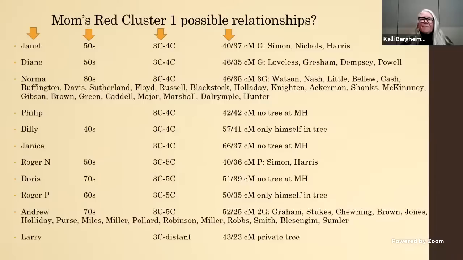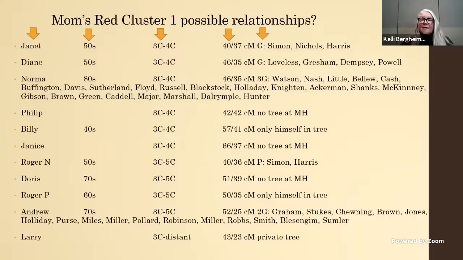And then my last section is just trying to glean a little bit from any trees or any information that they have posted. So Janet had a tree that had her grandparents. So I use G there. Her grandparents were Simon, Nichols, and Harris. She only had three grandparents listed, one unknown. So I don't know which one of those lines I'm related to or my mom is. Also Diane, she had four grandparents listed. Then I got to Norma, and Norma had a pretty big tree, and she had her third great grandparents listed.